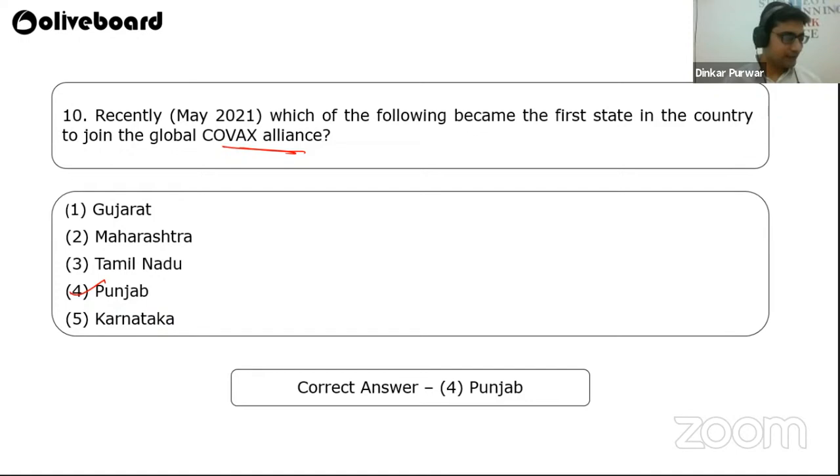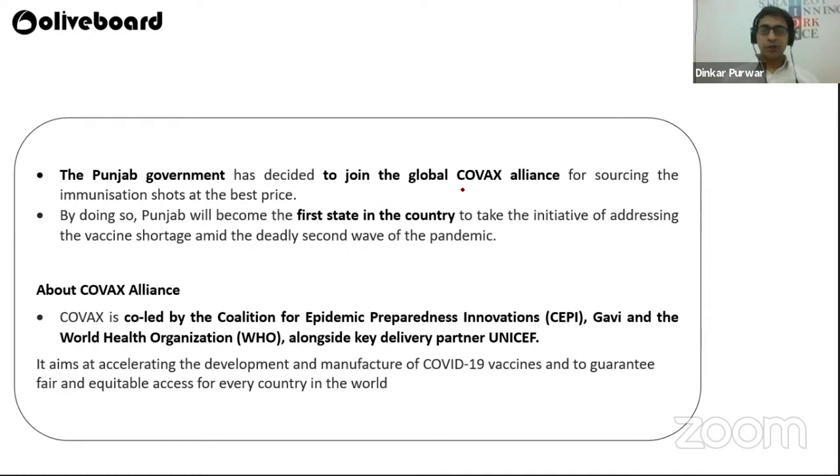The Punjab government has decided to join the Global COVAX Alliance for sourcing immunization shots at the best prices. By doing so, Punjab has become the first state in the country to take the initiative of addressing the vaccine shortage amid the deadly second wave of the pandemic. So what is this COVAX Alliance? COVAX is co-led by the Coalition for Epidemic Preparedness Innovation, CEPI, Gavi, and the World Health Organization, alongside the key delivery partner, UNICEF. It aims at accelerating the development and manufacturing of COVID-19 vaccines and guaranteeing fair and equitable access for every country in the world. So the Punjab government has signed the Global COVAX Alliance.